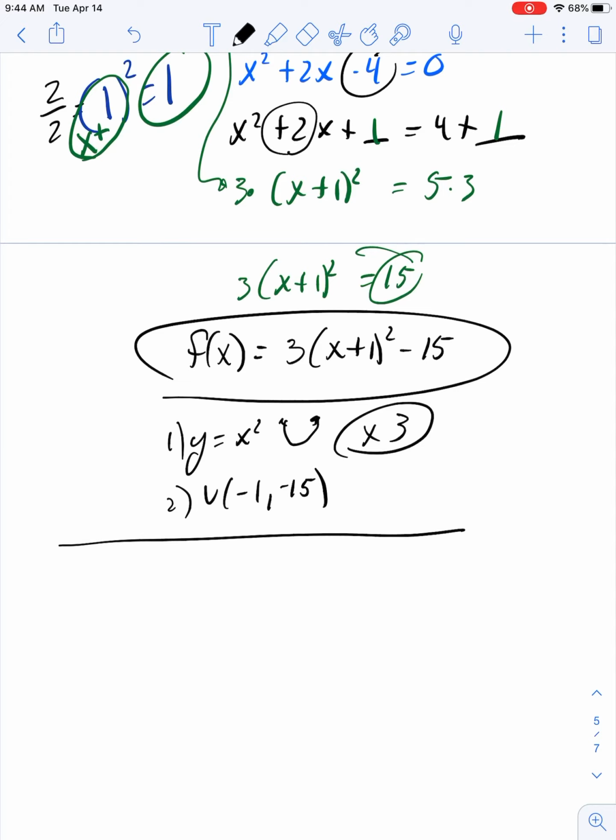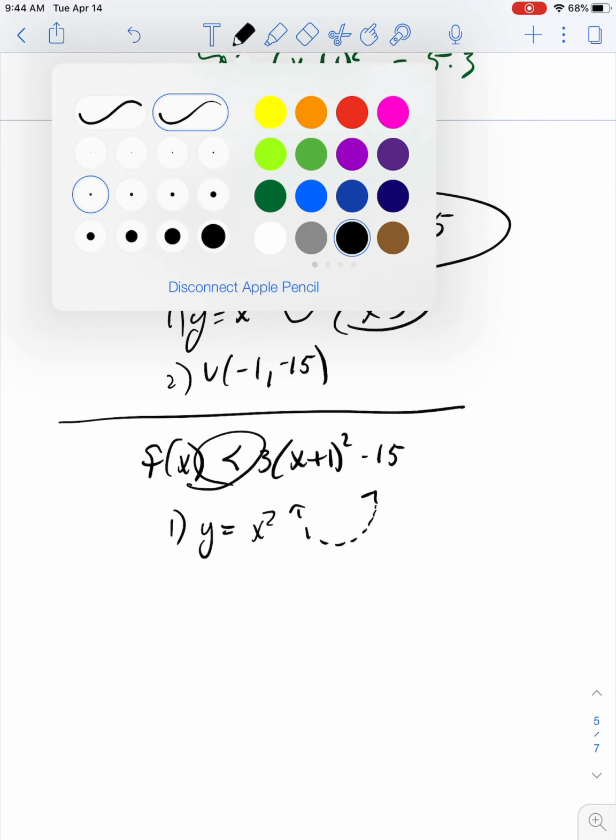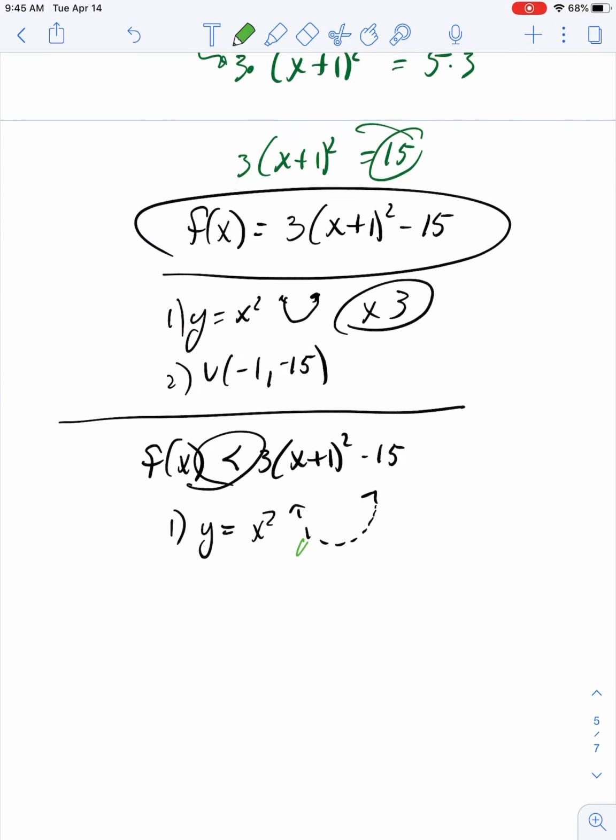basically, let's take this function here. Instead of an equality, let's change it to, let's say, less than 3 times x plus 1 squared minus 15. So what does that do to my parent graph of x squared? It actually just creates a dashed line. And since it's less than, that would mean that I'm going to shade below that graph. That's all it changes.